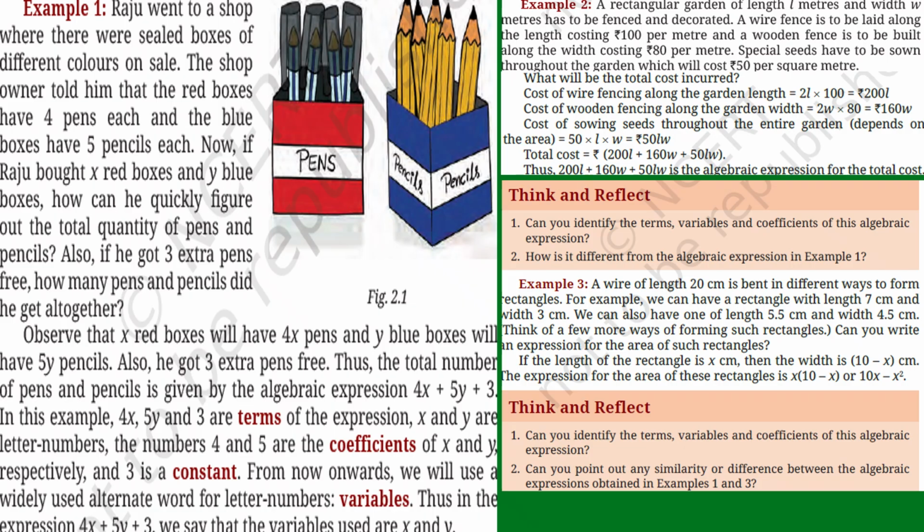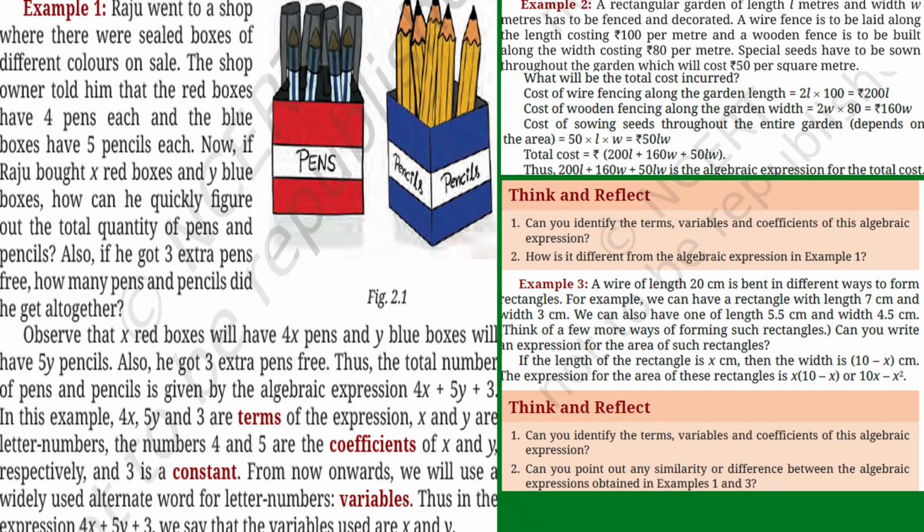Let's look into example 2, to have one more clear understanding of how polynomials or algebraic expressions are represented. A rectangular garden of length L meters and width W meters has to be fenced and decorated. A wire fence is to be laid along the length costing 100 rupees per meter and a wooden fence to be built along the width costing 80 rupees per meter. Special seeds have to be sown throughout the garden which will cost 50 rupees per square meter.